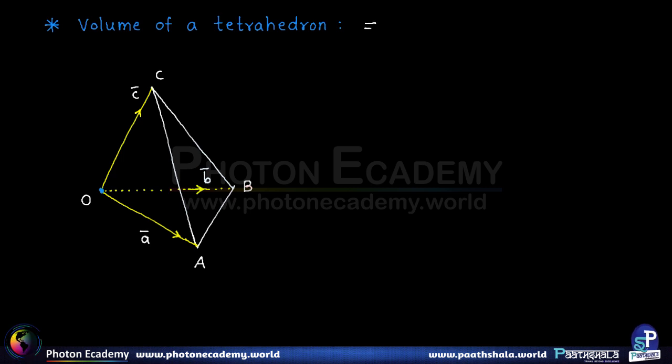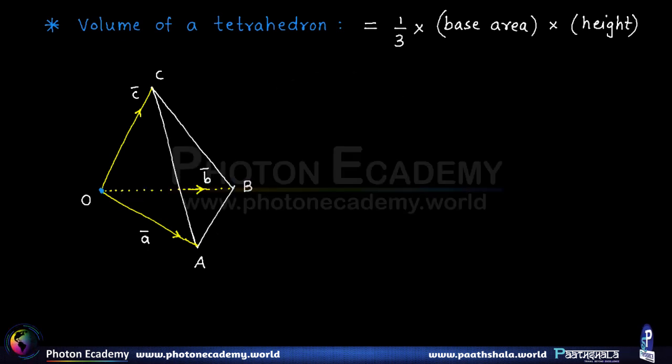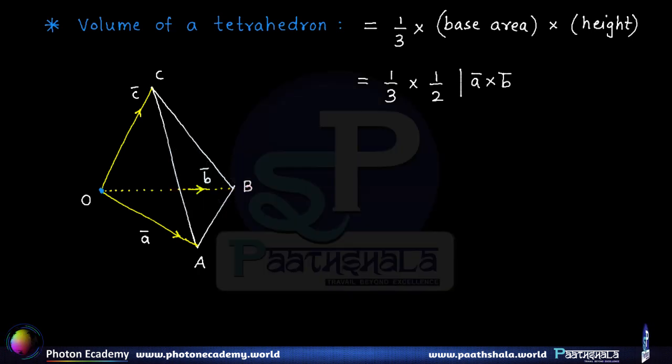Alright. The basic formula to calculate the volume of a tetrahedron is 1/3 into the base area into height. Now if you see in the figure, the base here stands for the triangular base. So it will be the area of this particular triangle, that is OAB. Right. So we get the base area. We have seen earlier that the area of a triangle is nothing but 1/2 into the cross product of the adjacent sides of a triangle, that is A bar and B bar.